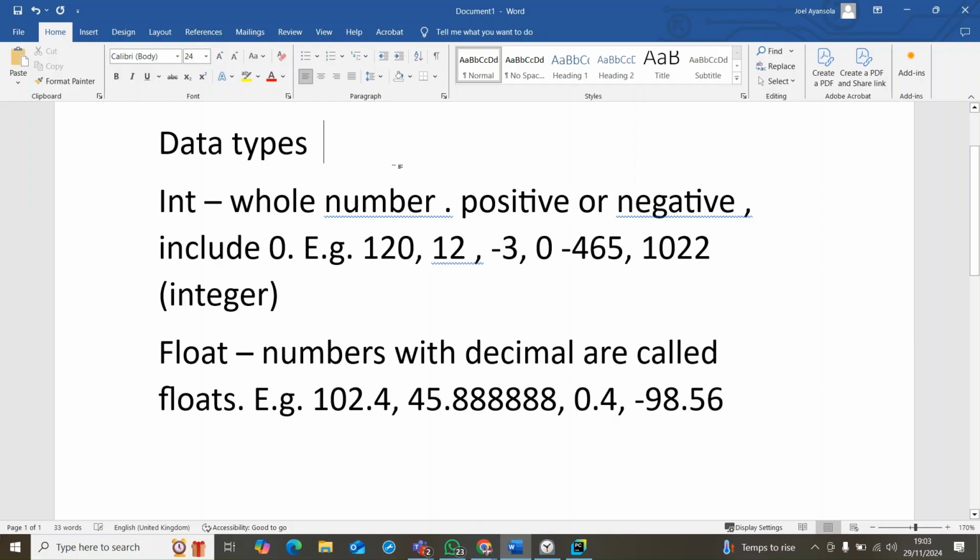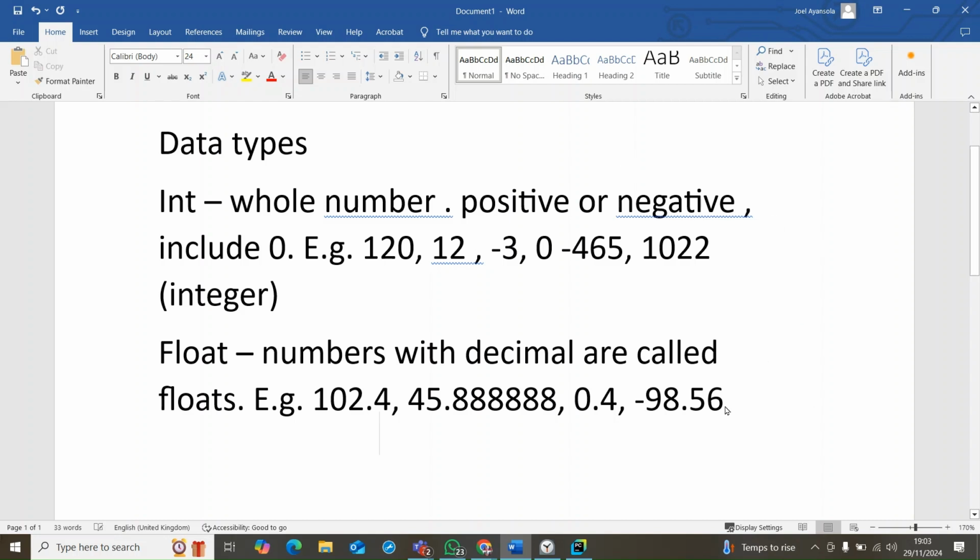People will get asked this a lot in interviews. They may ask you what you know about integer. They may ask you what you know about float. So just tell them integers are whole numbers without decimal, and floats are numbers with decimal.